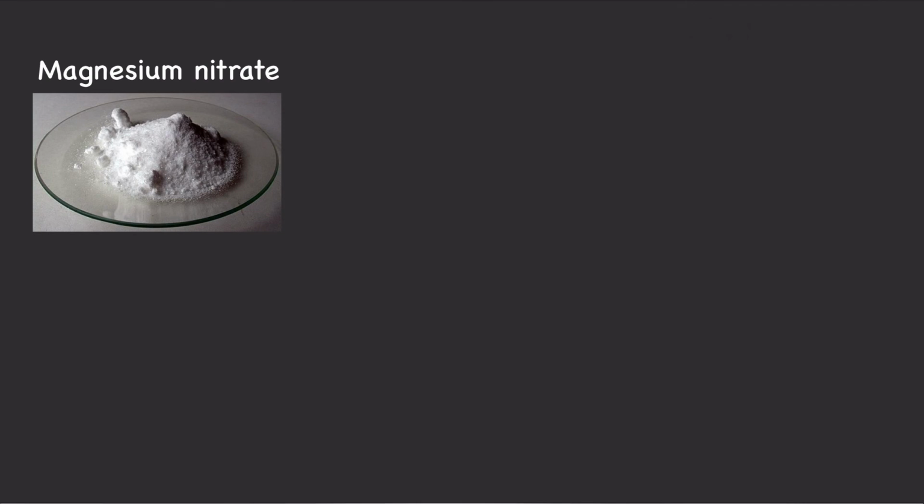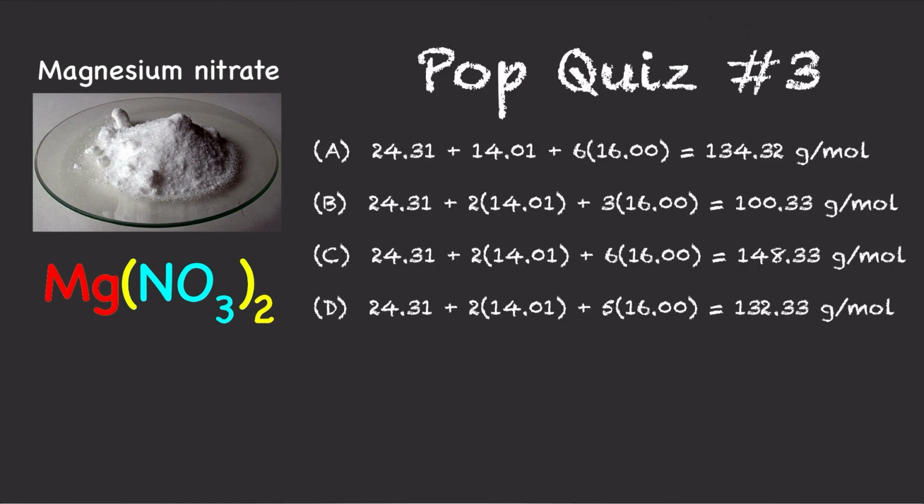This compound is magnesium nitrate, which has 1 magnesium ion and 2 nitrate ions. What is the molar mass of magnesium nitrate?